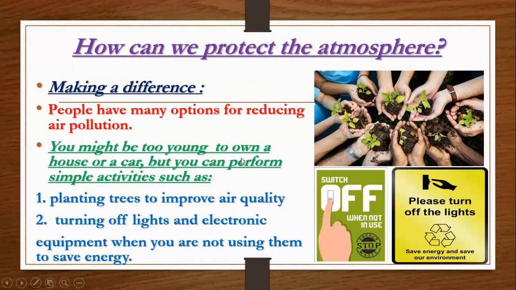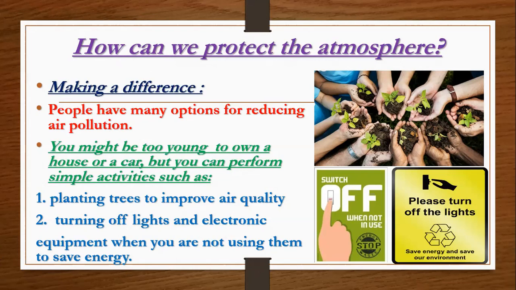People have many options for reducing air pollution. You might be too young, you don't have your own car, your own home, but you can go through simple activities that will preserve and save air quality. What are the ways that will lead to less air pollution? The first way is planting more trees, such as vertical trees or other trees that will act as a purifier, that will absorb air pollution and release or produce oxygen. So you will save air quality and produce more oxygen and clean air.